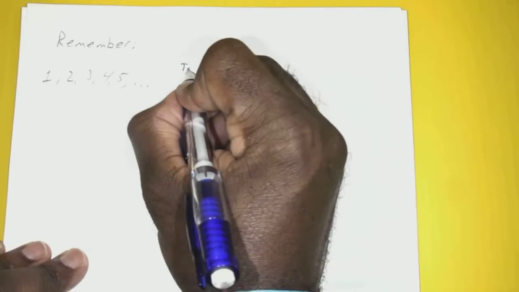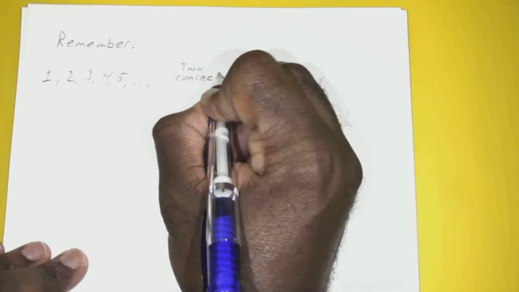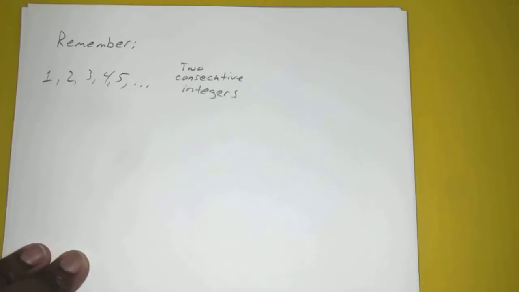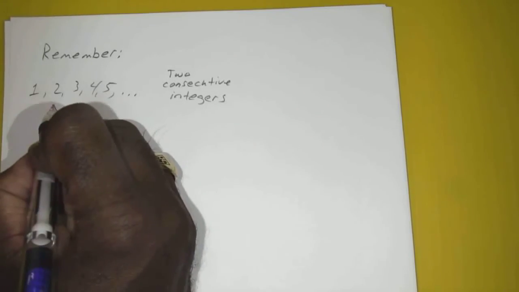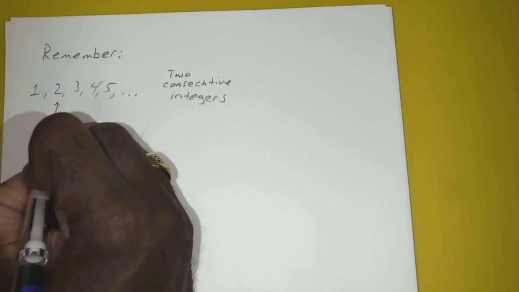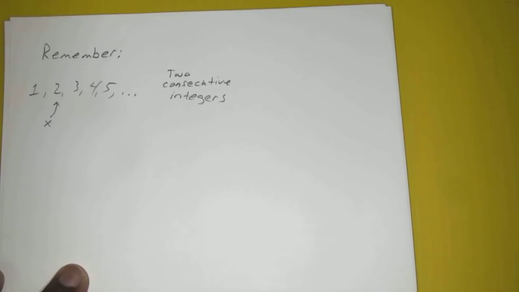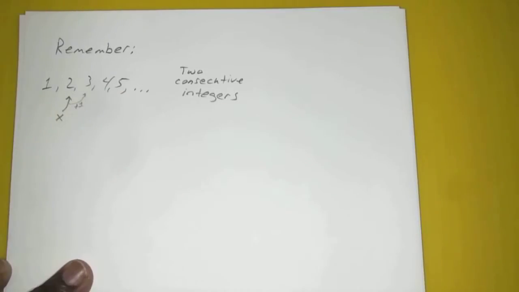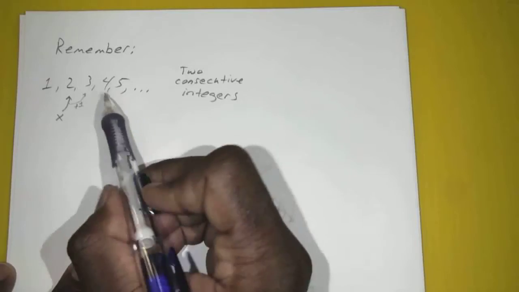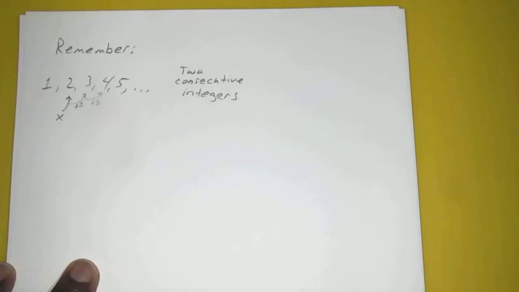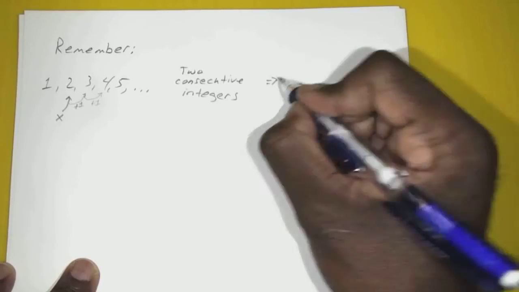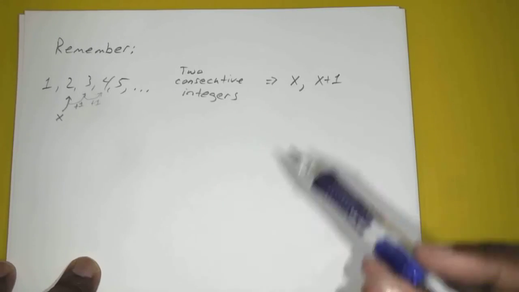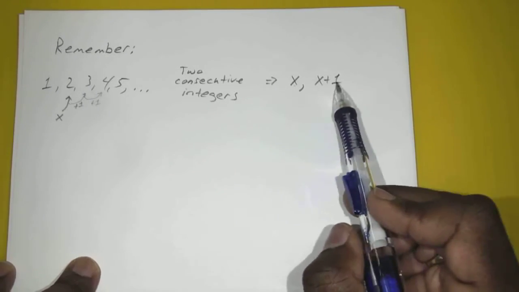Okay, if they ask for 2 consecutive integers, let's say if you started at 2, we'll make that your x. To move up to the next consecutive integer, you just add 1. If you started here, to move up to the next consecutive integer, you just add 1. So when you see 2 consecutive integers, it's always going to be x and x plus 1. So if you start at 80, the next consecutive integer will be 81.